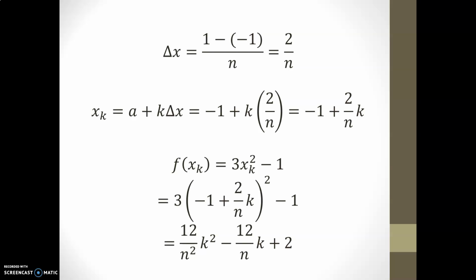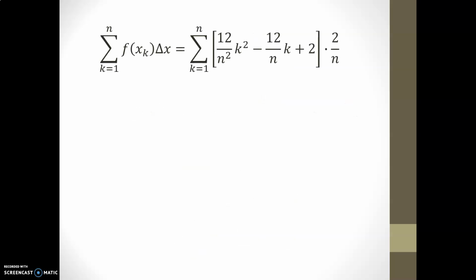Delta x is the width of all these rectangles, and therefore, summing the base times the height gives us a sum from the first rectangle till the nth, where in my square parentheses, I have the function's height, or if you prefer the rectangle's heights, times 2 over n, the rectangle's width.